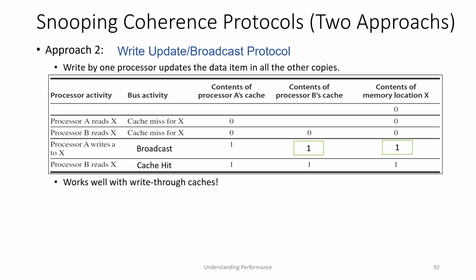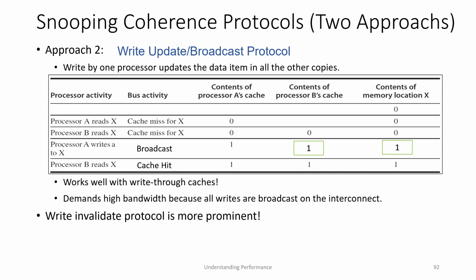So this kind of setup will work really well if we have a write-through cache, wherein all the writes at this level will be reflected to the lower level also. The previous approach will work for write-back caches. Okay, but the major disadvantage with the broadcast protocol is that whenever a particular processor updates its local copy, it will broadcast onto the interconnection network. So the interconnection network will get flooded with these update requests. Accordingly, the write invalidate protocol is more prominent.